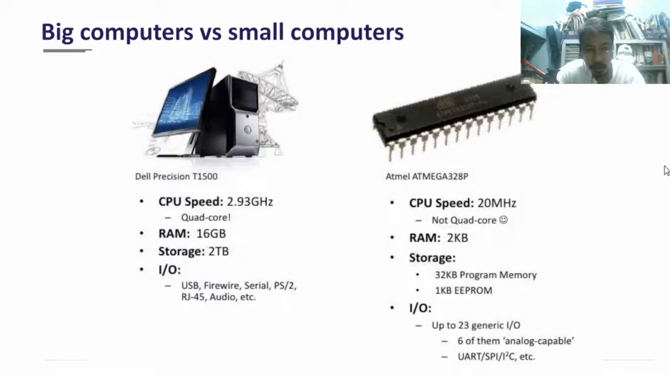Storage for a desktop computer is 2 terabytes, 1 terabyte. Even a normal laptop is 1 terabyte. But for our Arduino, storage is 32 KB. 32 KB program memory. A terabyte is a trillion bytes versus 32,000.